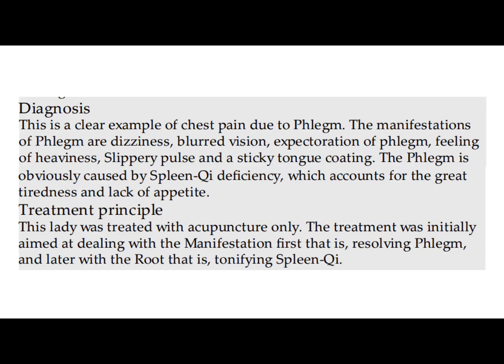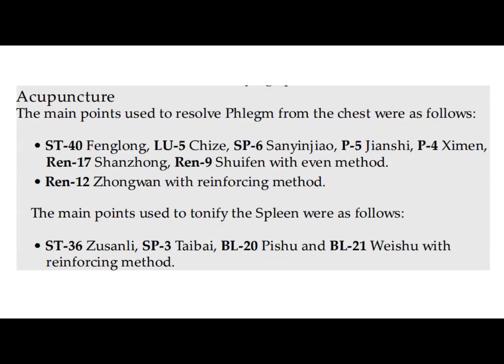Treatment was initially aimed at dealing with the manifestation first, that is, resolving phlegm, and later with the root, tonifying the spleen qi. Main points used to resolve phlegm from the chest: stomach 40, lung 5, spleen 6, pericardium 5, pericardium 4, Ren 17, Ren 9 with even method, Ren 12 with reinforcing method. The main points used to tonify the spleen were as follows: stomach 36, spleen 3, bladder 20, bladder 21, using reinforcing method.